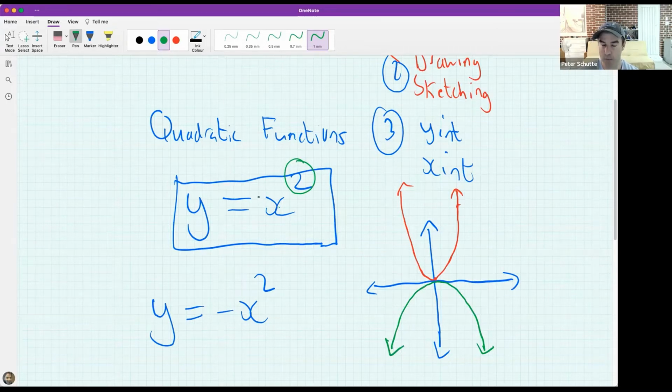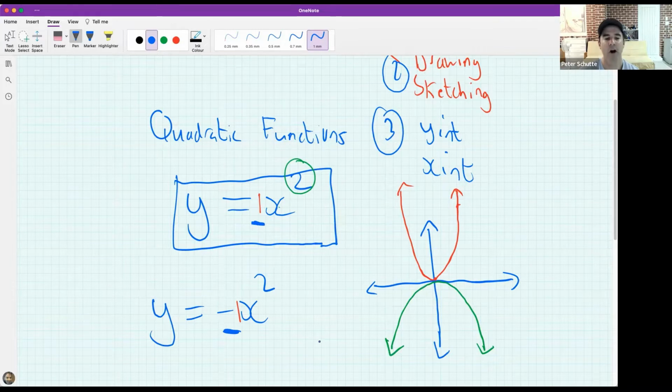And that's really important. So something to do, this is going to come up a lot today. The number in front of the x squared, in this case, it's going to be 1. In this case, it's minus 1. If it's a positive number, it's happy. If it's a negative number, it's sad.